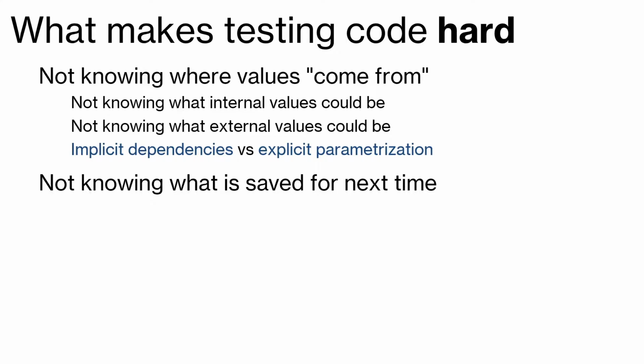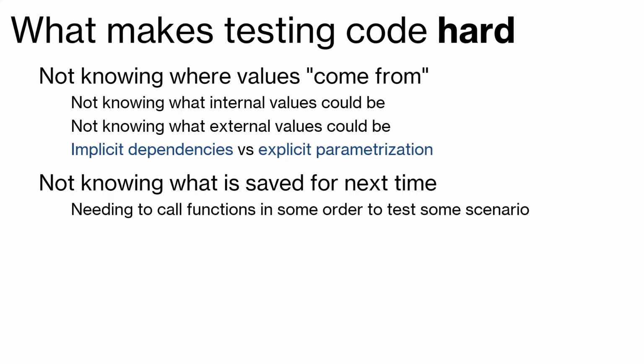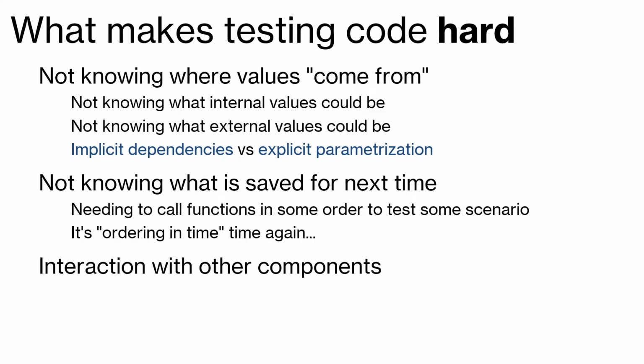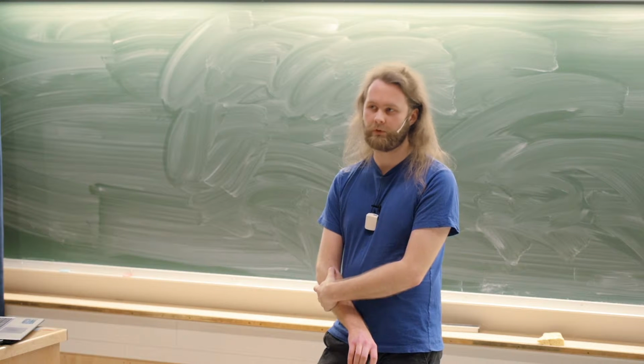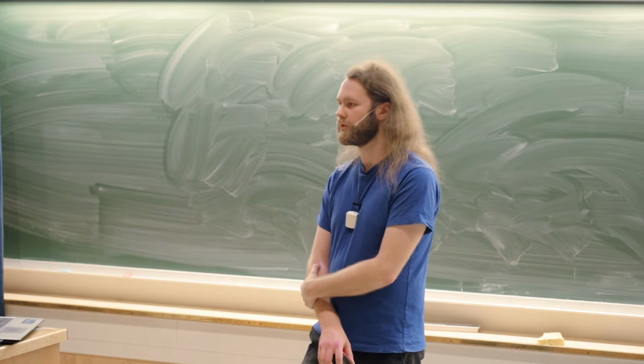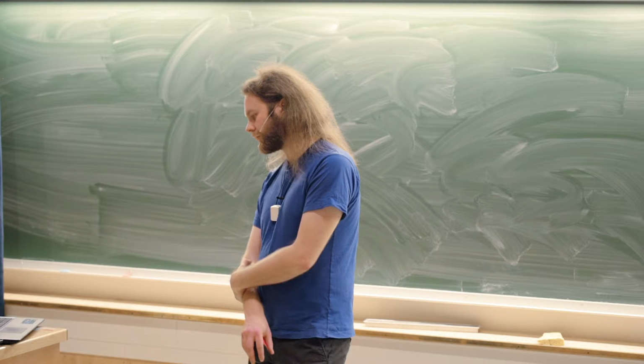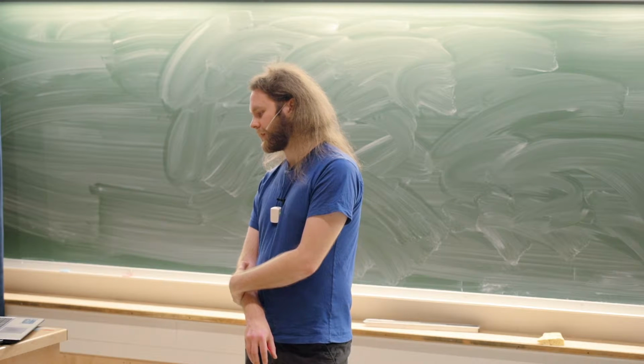And then we have the statefulness. We don't know what's saved for next time. So in order to test some specific scenario, we need to call the functions in some specific order, which is a pain. We've come across this ordering in time problem before. This is nothing new. So in the end, really the big thing that makes testing hard is interaction with other components. Isolated things are easy to test. Distributed things, well, not necessarily distributed across an unreliable system, but even distributed across a reliable system is a pain in the ass.